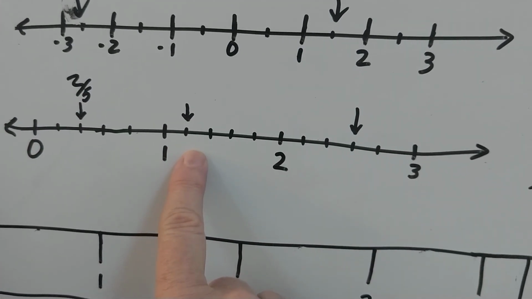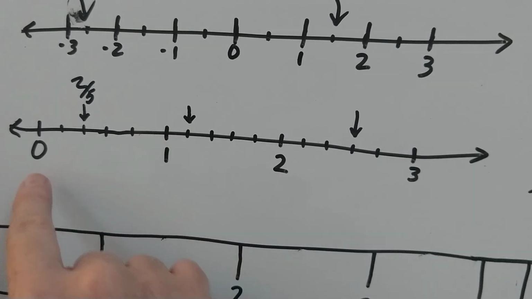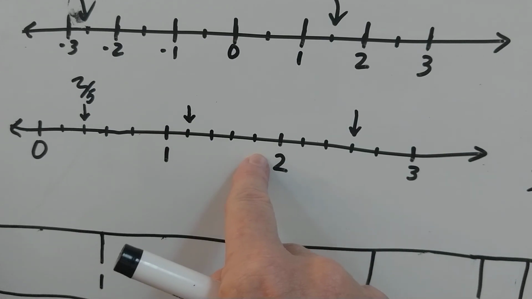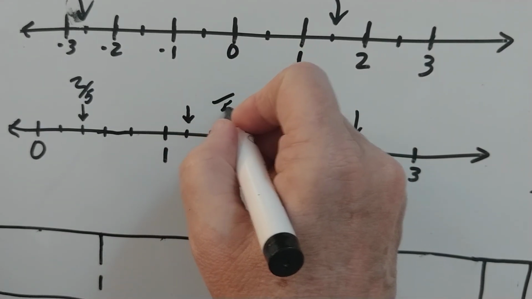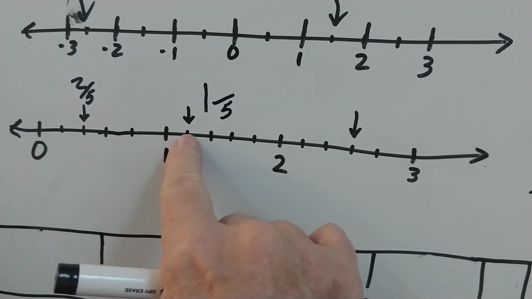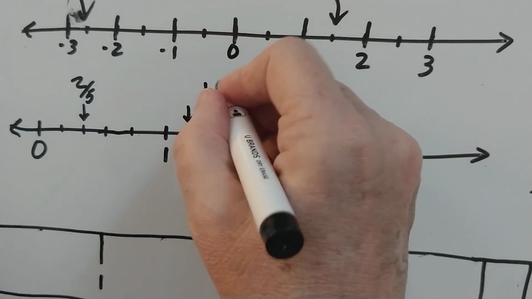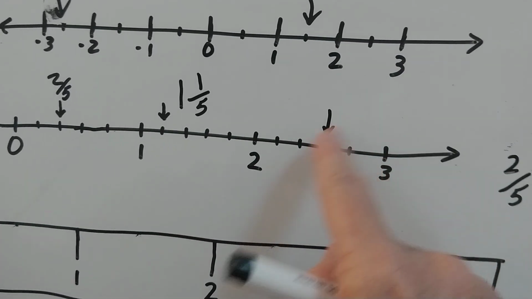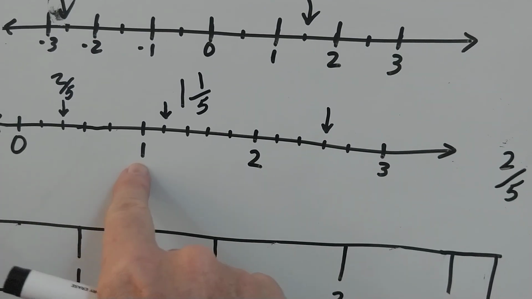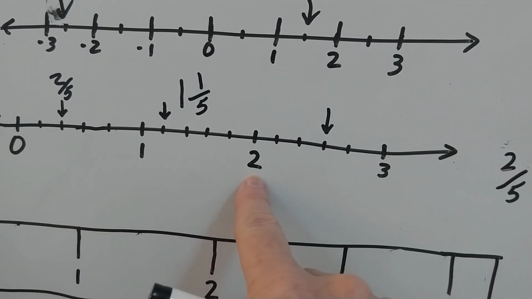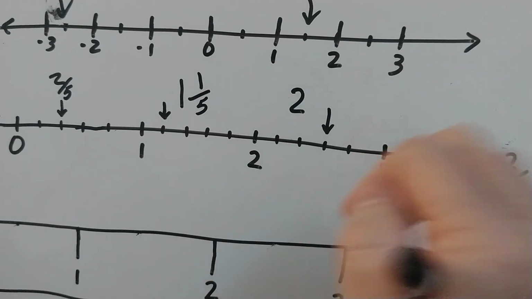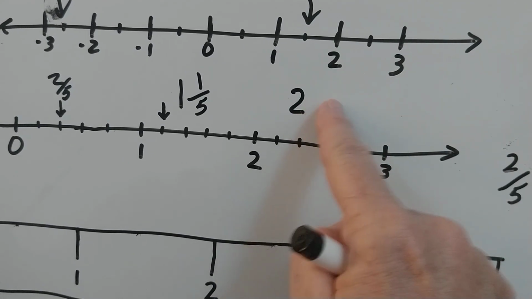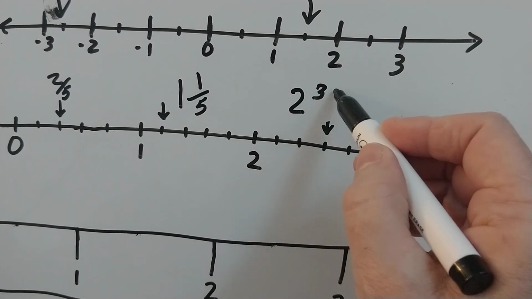Okay, what about this arrow right here? What is this pointing to? We have one whole, and remember each of these are divided into 5, so the denominator is going to be fifths. We have one whole, and how many fifths? Well, we've just gone over 1, so that's 1 1/5. Okay, so now what is this arrow pointing to? We have one whole, two wholes, and so the whole number is 2, and now how many fifths? 1, 2, 3 fifths. So that would be 2 3/5.